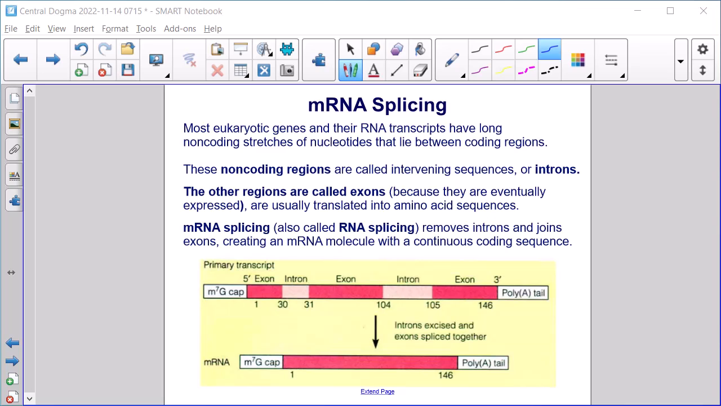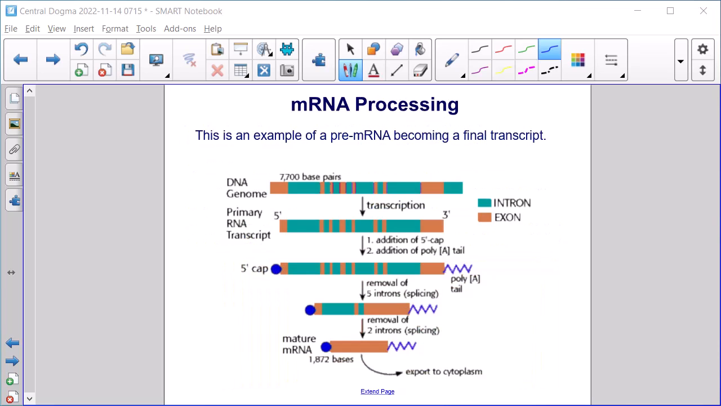So you can see the primary transcript with the 3' poly-A tail and 5' GTP cap with both exons and introns. The introns are excised, removed, and the exons are spliced together to form this mRNA molecule. This is an example of a pre-mRNA becoming a final transcript.